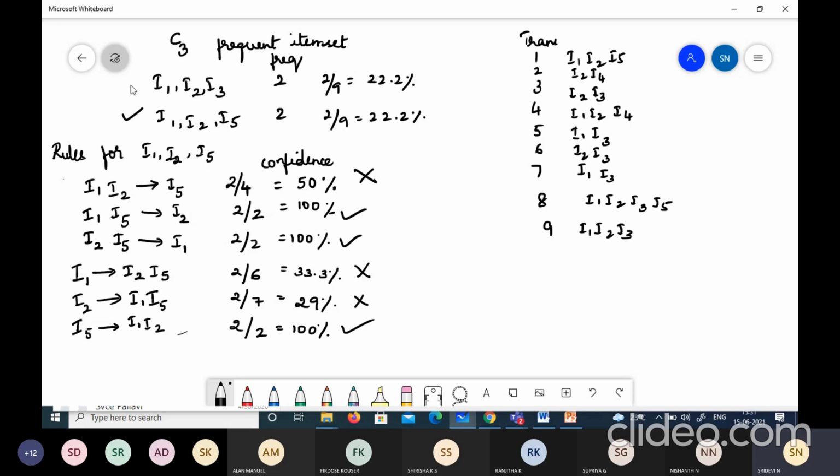In the same way, do it for this. For the first one you do it, and tell me the answer. Calculate the confidence and tell me here itself. For I1, I2, I3, you form rules in the same way, calculate the confidence and tell me which rule applies and which rule will not. I have the solution. I'll immediately reply to you. I'll give you 5 minutes.